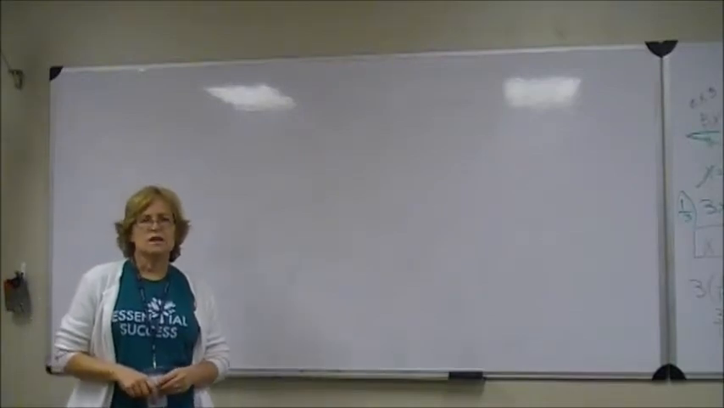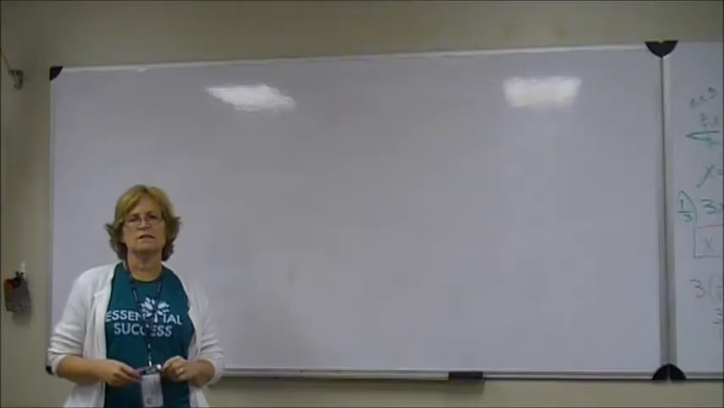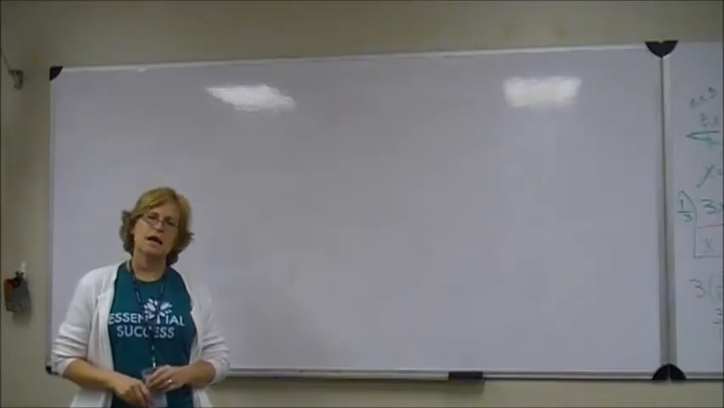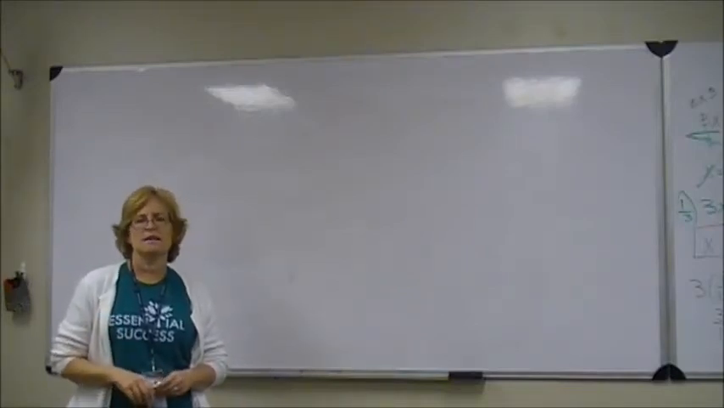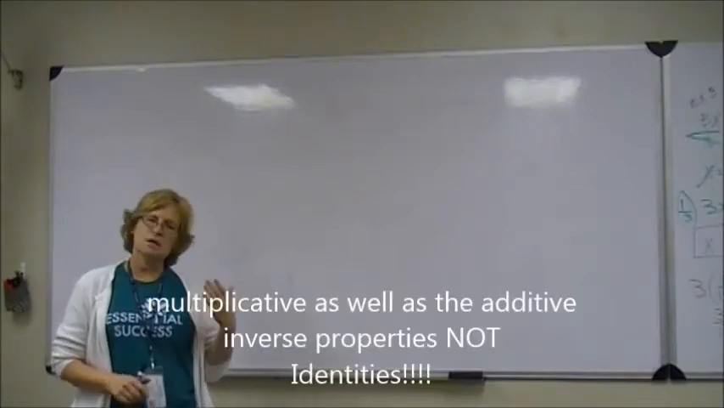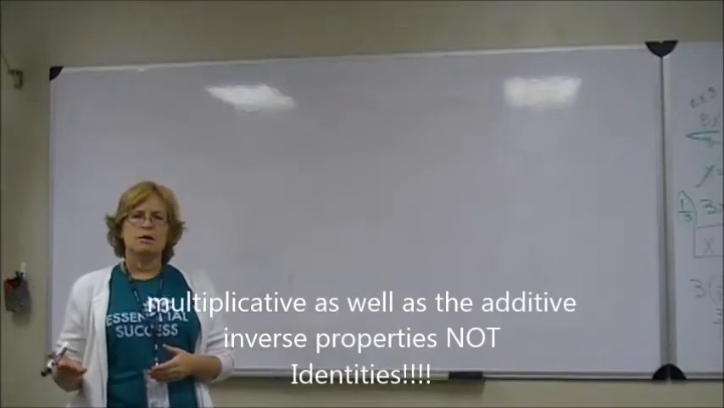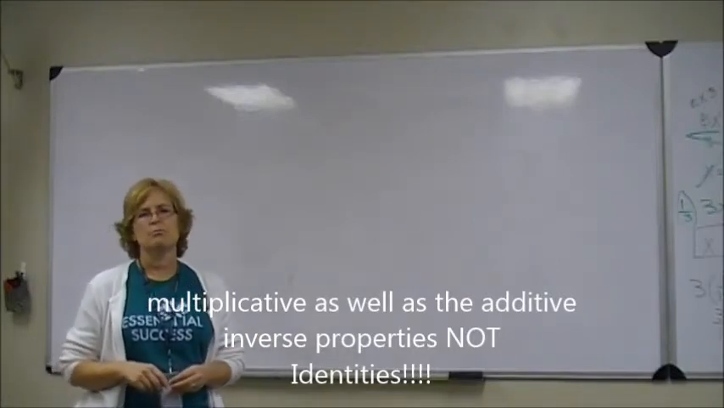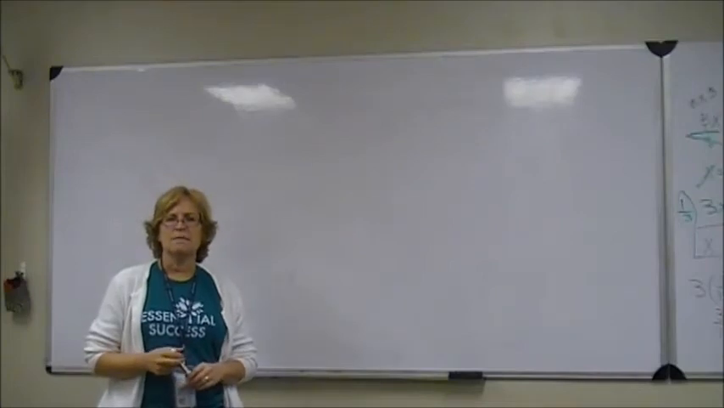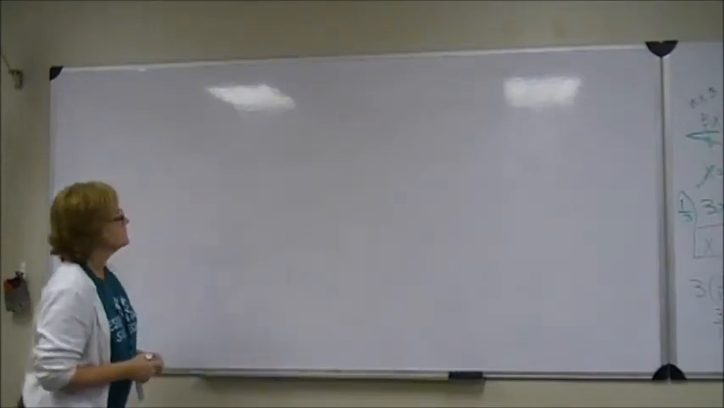Okay, for the last 2 days we've been doing simple solving of equations, and they were called one-step equations because we only had to do one property to get the variable by itself. Today we're going to combine the multiplicative identity property with the additive identity property, and so we're going to do multi-step problems today. So we're going to solve equations with multi-steps.